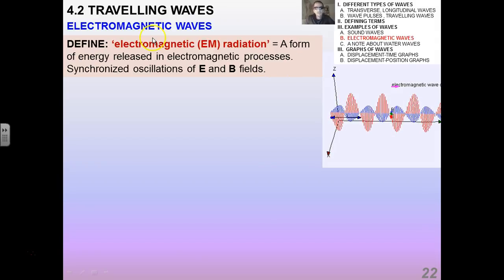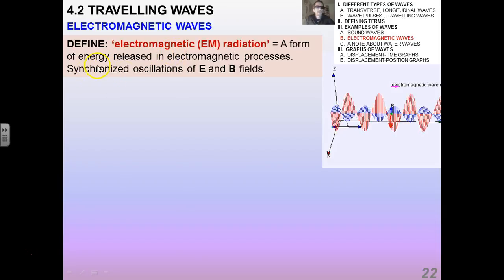You hear this referred to as electromagnetic radiation, E&M radiation, E&M waves, electromagnetic waves. Really all these terms are talking about the same thing. And what this is, it's a form of energy that's released in electromagnetic processes, okay? And I'm going to talk about what some of these electromagnetic processes are.